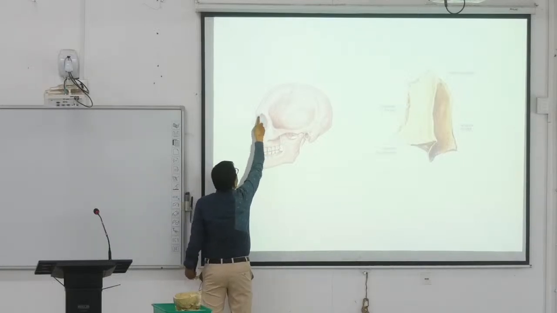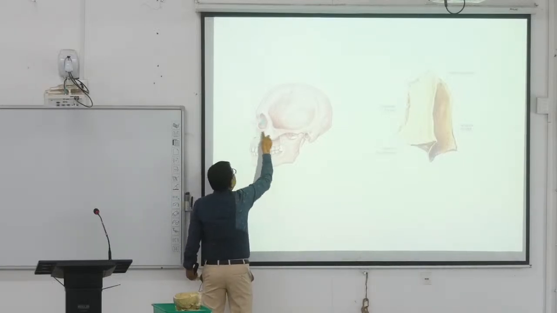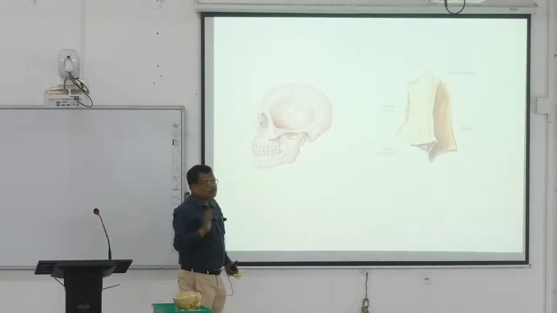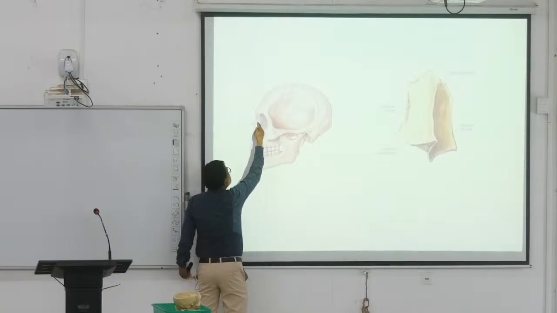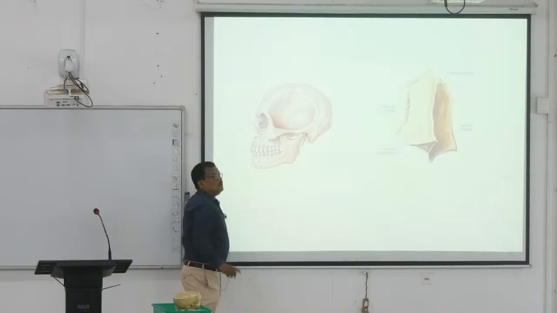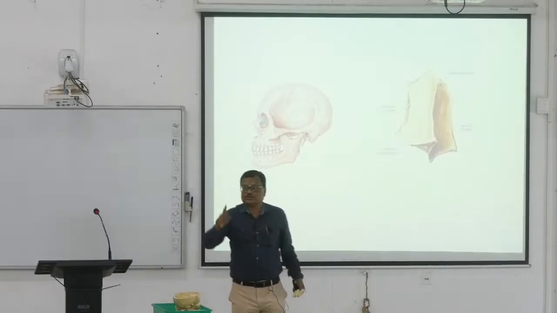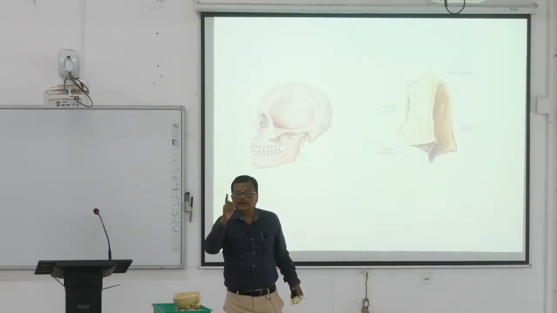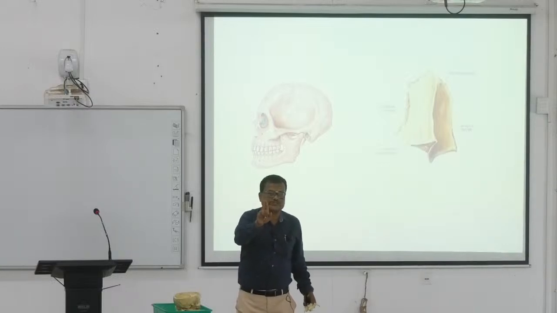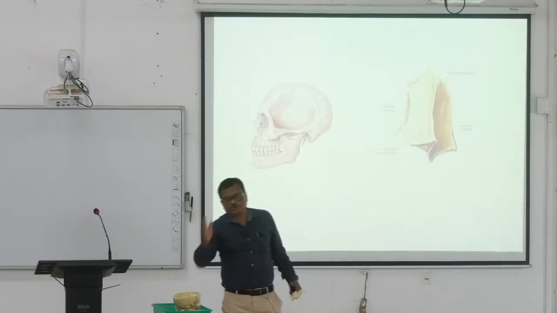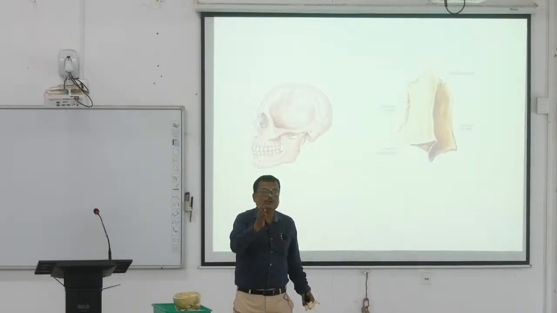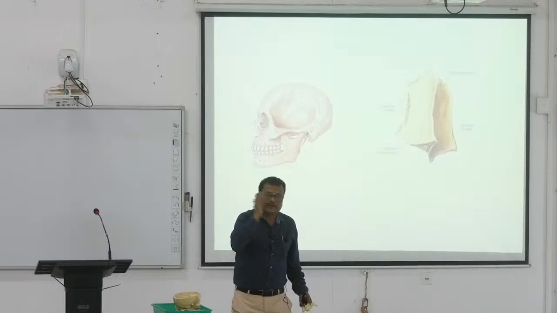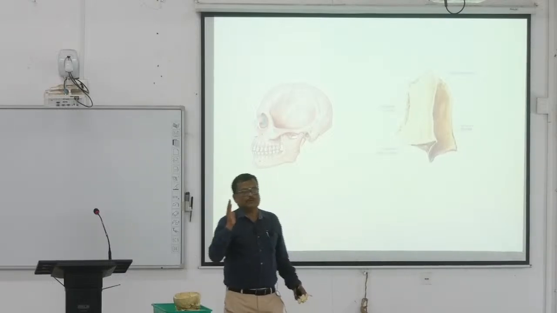This is the frontal process of the maxilla, which articulates with the frontal bone. Look carefully now. There is a ridge here in the frontal process of the maxilla. It is called the anterior lacrimal crest. There are two crests, anterior lacrimal crest and posterior lacrimal crest. But the anterior lacrimal crest is situated in the maxilla, in the frontal process of the maxilla.